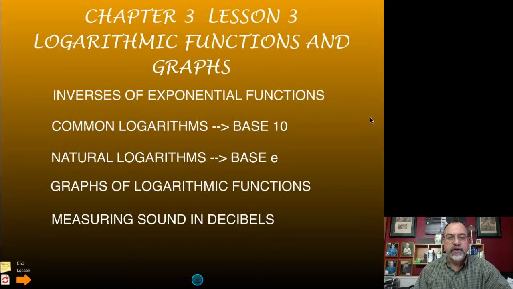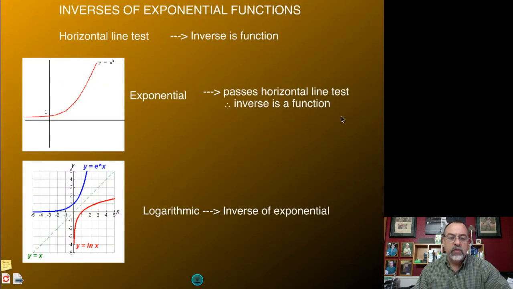Chapter 3, Lesson 3 of Recalculus, looking at logarithmic functions, and we want to look at the graphs in this lesson. We remember from our discussion earlier that the logarithmic function is the inverse of the exponential function. So if we know what the exponential function looks like, we simply exchange the positive x-axis for the positive y-axis, making that turn and flip, and we will have the graph of the logarithmic function.